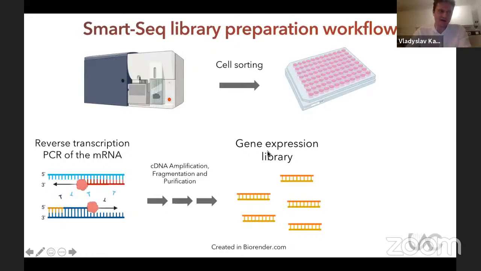And regarding the costs, they are much, much lower than with 10x. But as you may understand, the throughput will also be lower. When you can load, for example, 10,000 or 20,000 cells for 10x, per workflow here you will gain maybe a 92 well plate of cells and so on. So the throughput is lower, but the costs are also lower. And afterwards, you are getting really good libraries that you can send for sequencing.